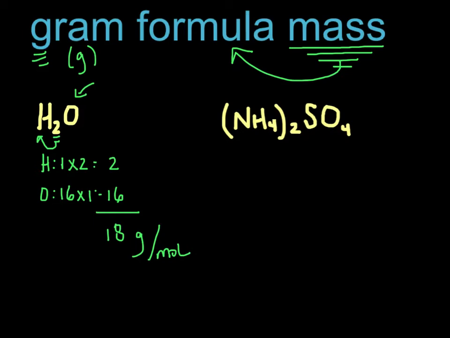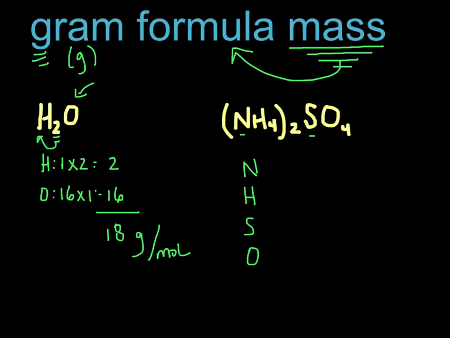All right, let's do another one that has parentheses and more numbers. Let's see how we can walk ourselves out of that. First, again, I like to make a list of all the different elements that I see. So I'm going to start here. I see nitrogen. Following that, I see hydrogen. I keep looking around. I see sulfur. And finally, I see oxygen. So these are the 4 elements that are involved in this formula.